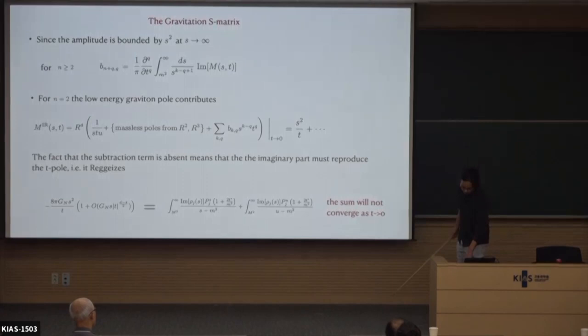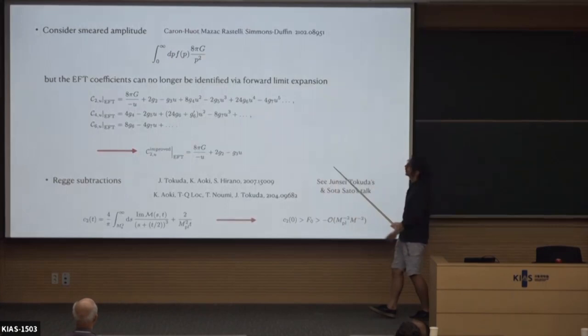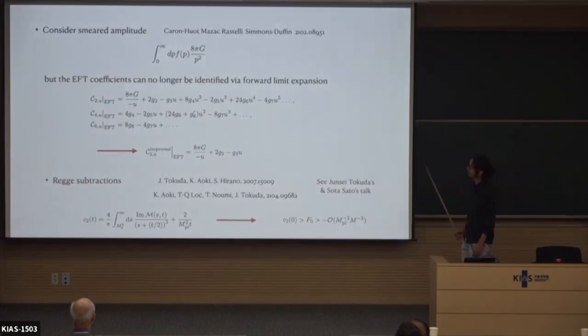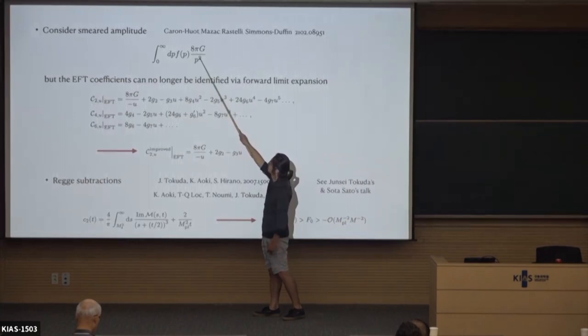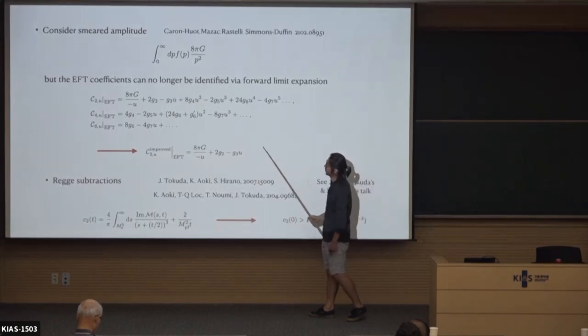work done by Simon Caron-Huot and his collaborators, they've developed a way to actually tackle this T equals zero pole problem, which is instead to consider a smeared amplitude. So you know that you have a pole here, no problem. You just multiply this by a function, which allows you to regulate this pole here and has nice properties. And then you try to bound the smeared amplitude.